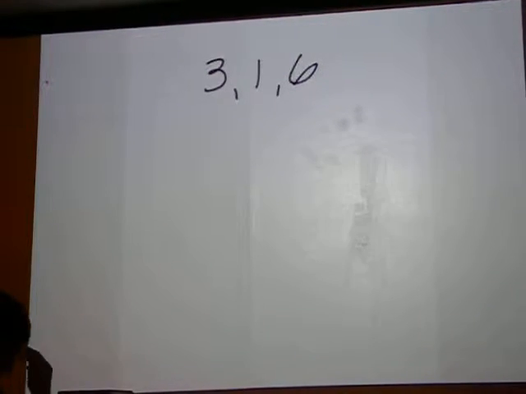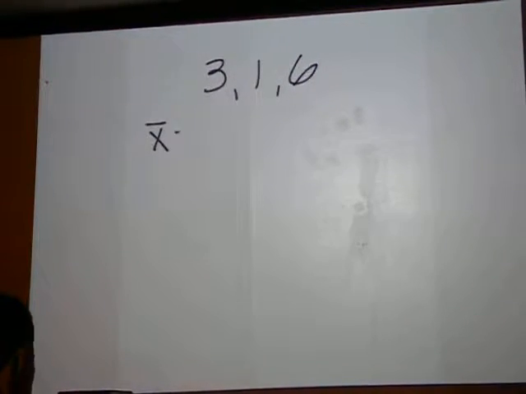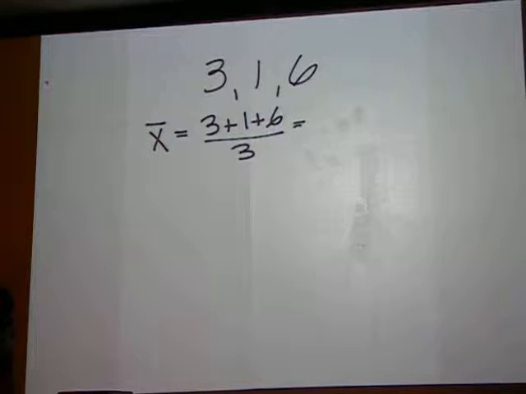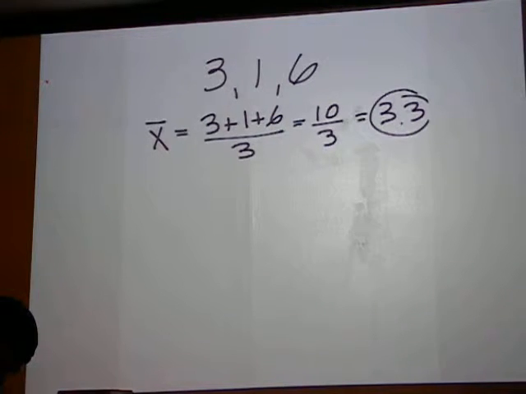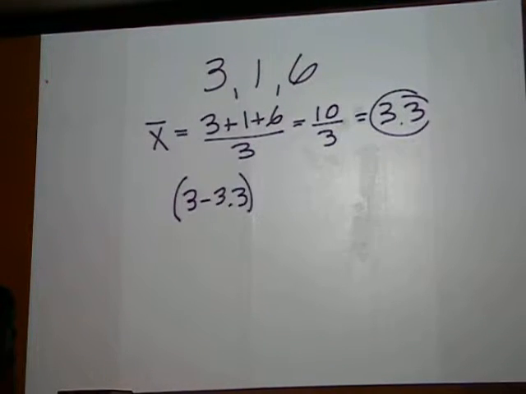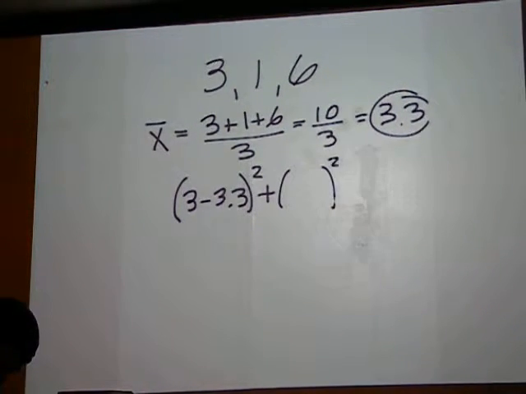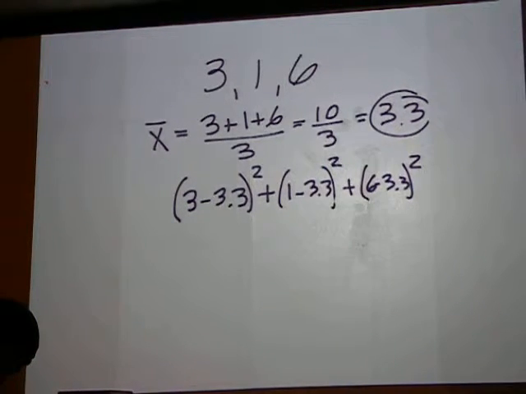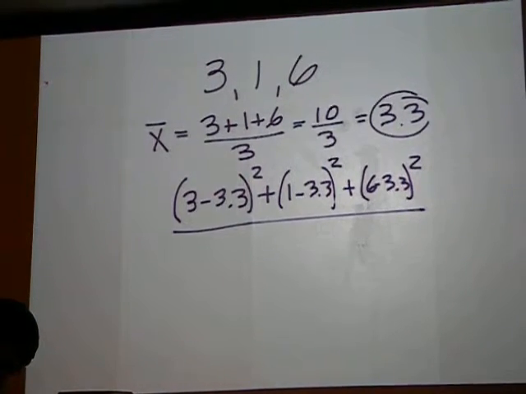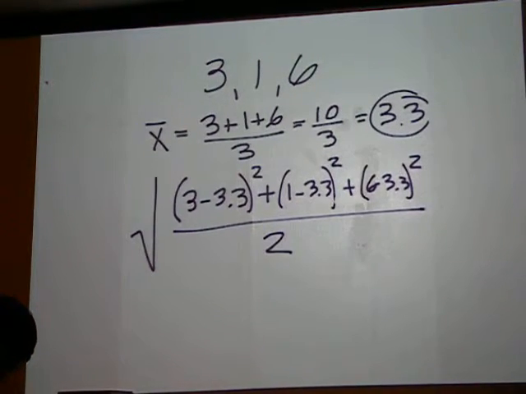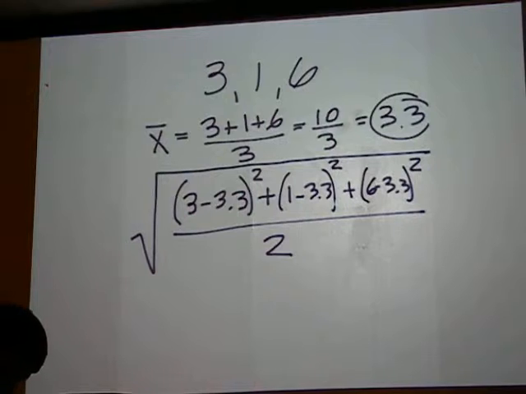Finding the standard deviation of this short list of numbers, we have x bar equals 3 plus 1 plus 6, and we'll divide that by 3, which is 10 divided by 3, gives us an average of 3.3. So we'll go back and have 3 minus 3.3, quantity squared, and then the quantity squared of 1 minus 3.3, and plus the quantity squared of 6 minus 3.3. All of that over the number of numbers minus 1, which is going to be 2, and then we need a square root symbol around all of it.